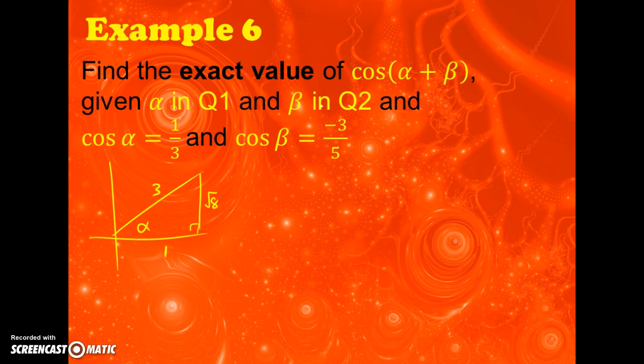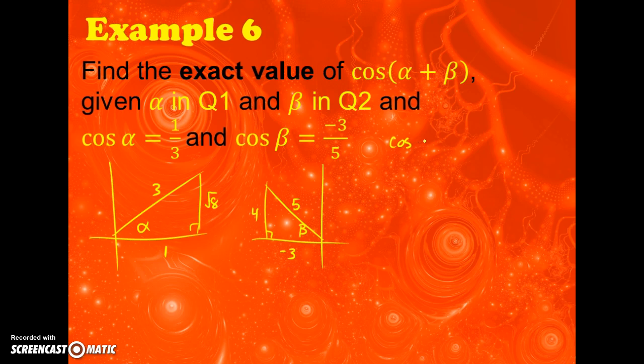For beta, I know that beta is actually in quadrant 2. Beta's got a cosine of negative 3/5. So my x value is negative 3 and my hypotenuse is 5. Let's see, what is that, 4? So now we've got all three attributes of both triangles. Now that I know that, I can put together the basic problem.